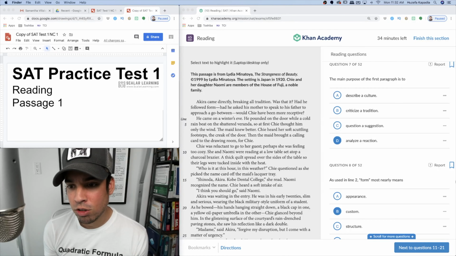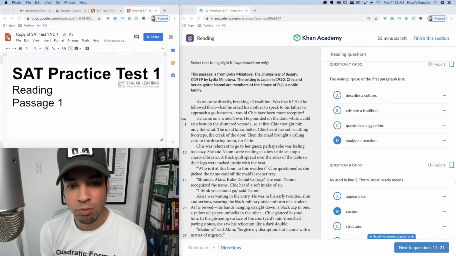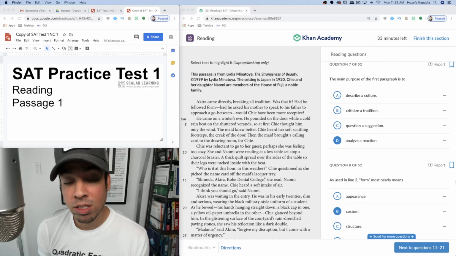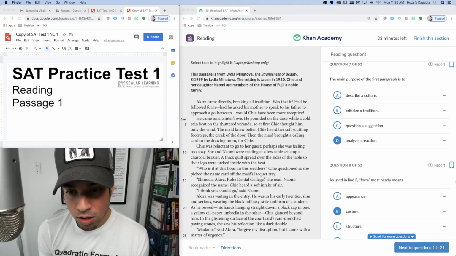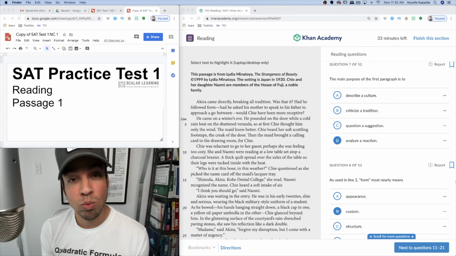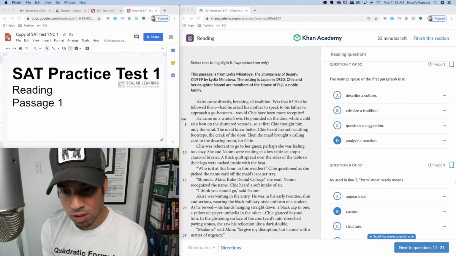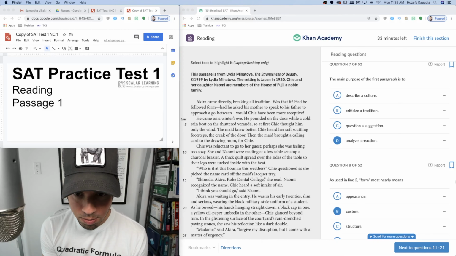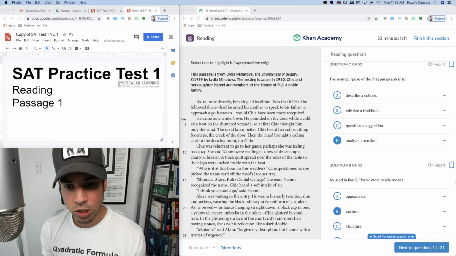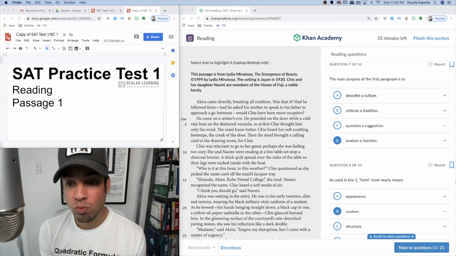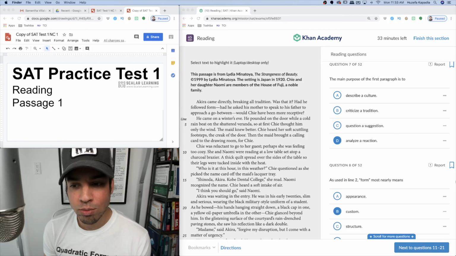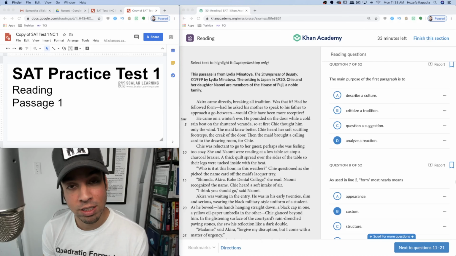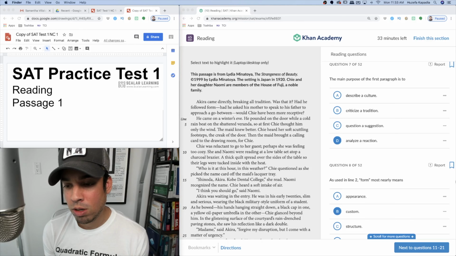All right, for question seven, now it's going back to the very first paragraph, that short paragraph, three sentences. So obviously, if you come to this question and you see it's on that, you've got to reread it right away. So let's do that. "Akira came directly, breaking all tradition. Was that it? Had he followed form? Had he asked his mother to speak to his father to approach a go-between? Would she have been more receptive?" So in this case, describe a culture doesn't make any sense, right? Criticize a tradition, again, not really criticizing it, because he went against tradition and she kind of didn't go for it. So that wouldn't be criticizing the tradition.